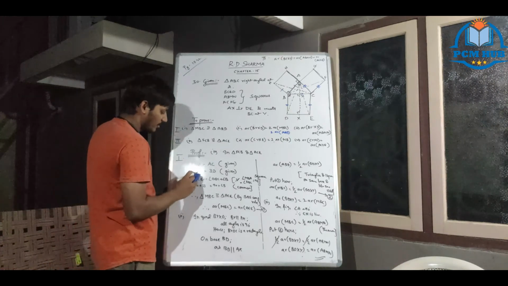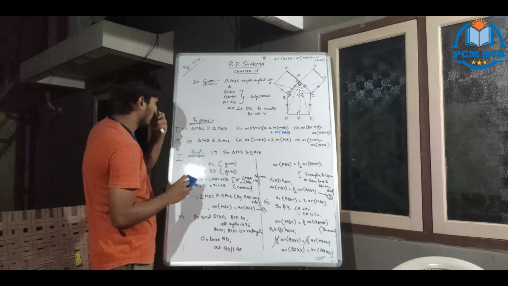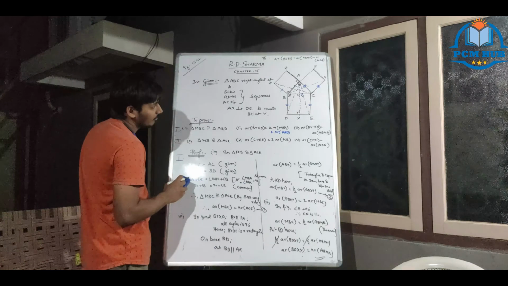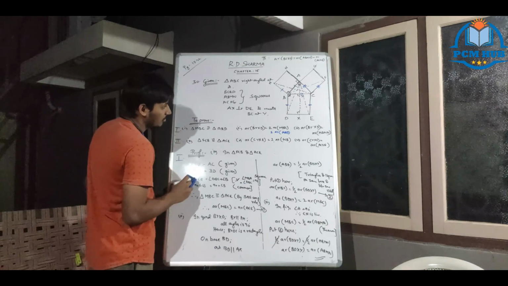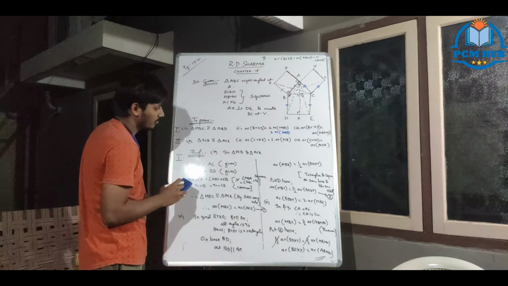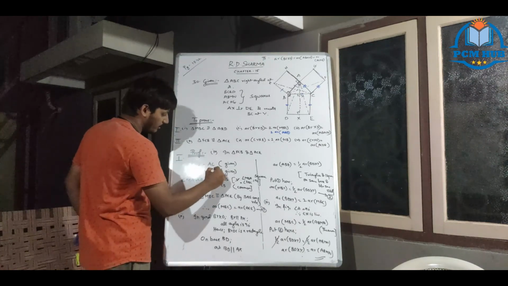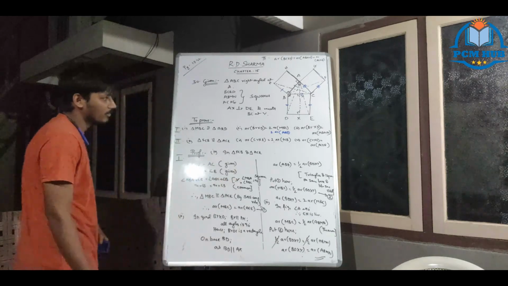Okay. Next, in the place of BC, what will come? BC will remain BC. Yes, BC will remain BC. BD place లో CE వస్తుంది. Exactly, CE will come in the place of BD.